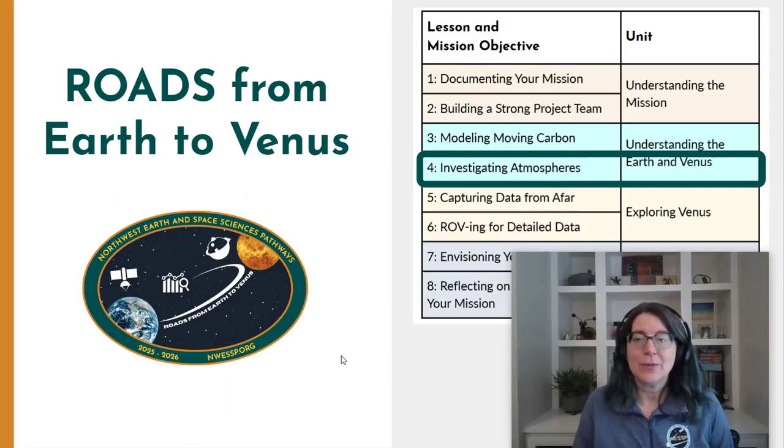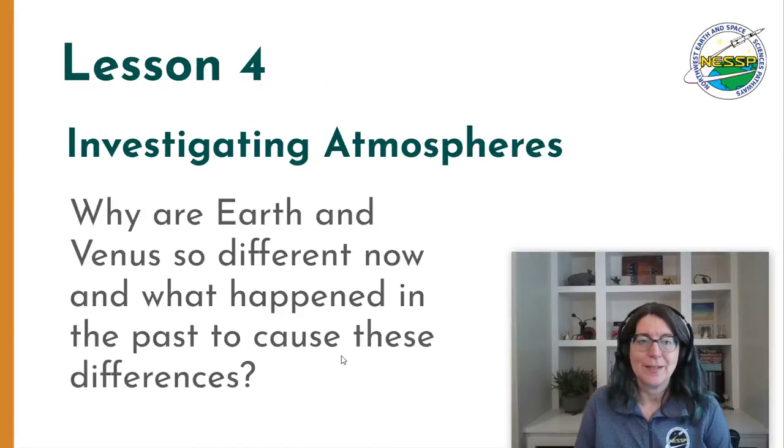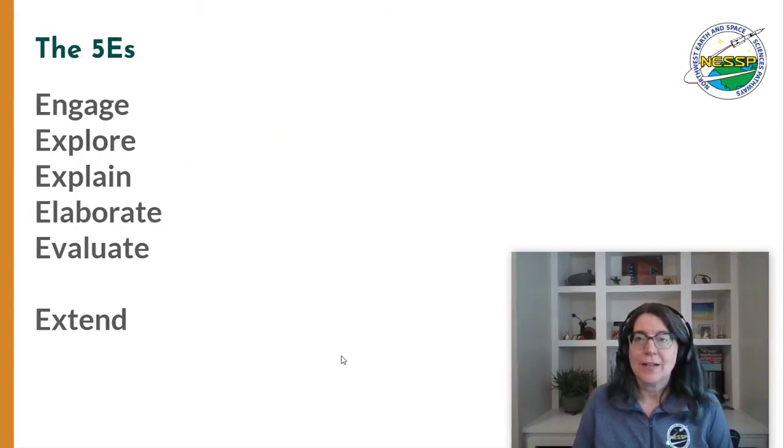This lesson is in Unit 2, Understanding the Earth and Venus, of our Roads from Earth to Venus companion course. The guiding question for this lesson is, why are Earth and Venus so different now, and what happened in the past to cause these differences? Next up, we'll walk through the 5 E's for this lesson.